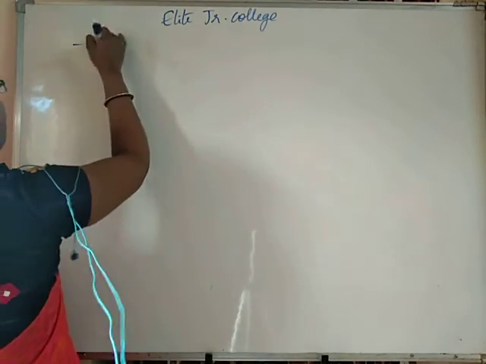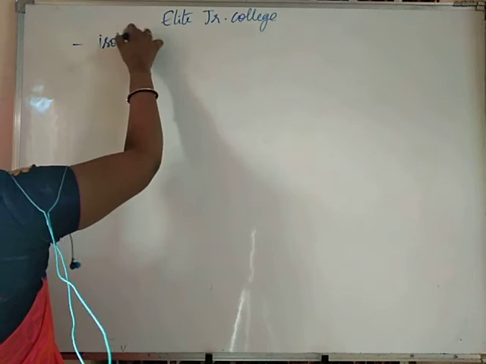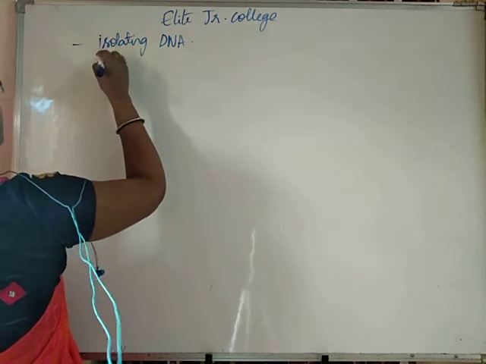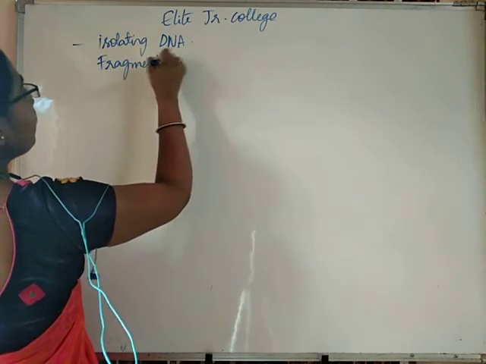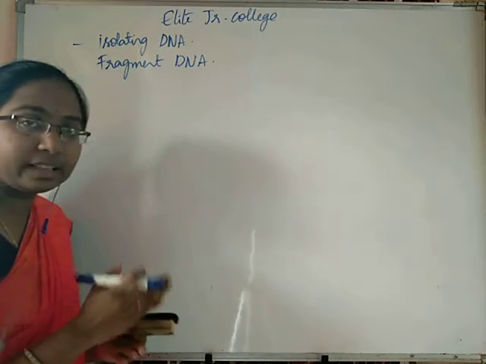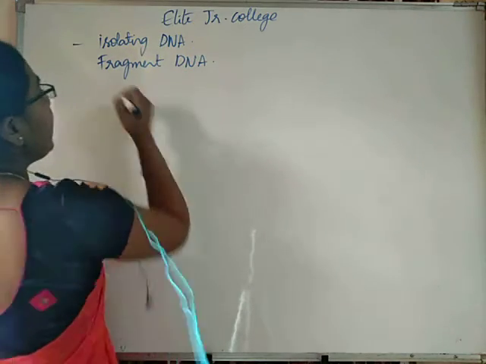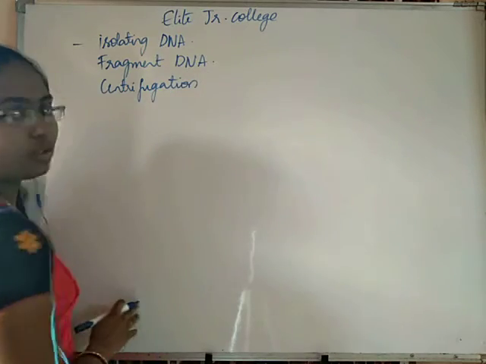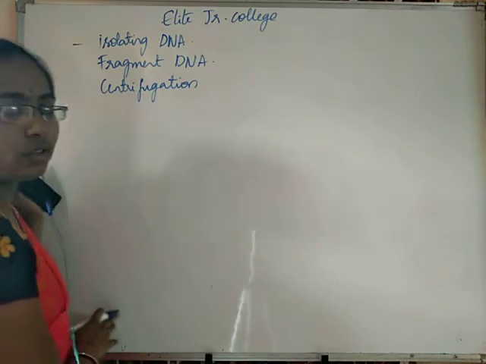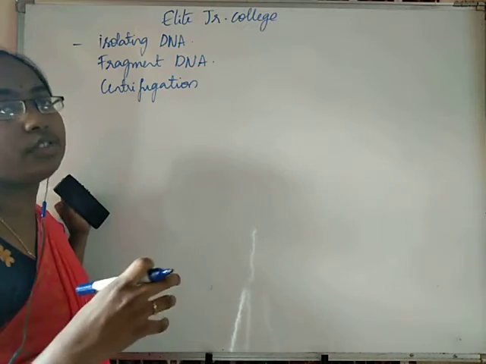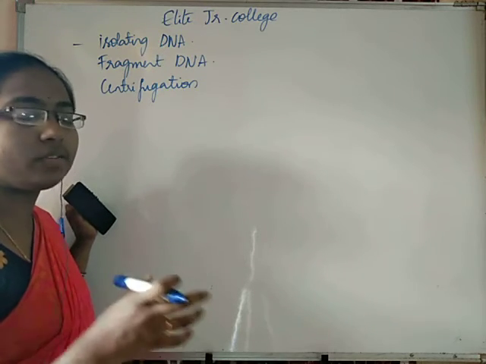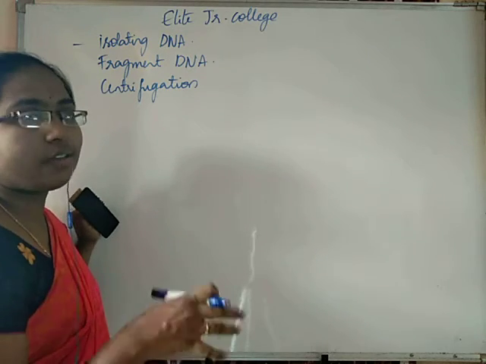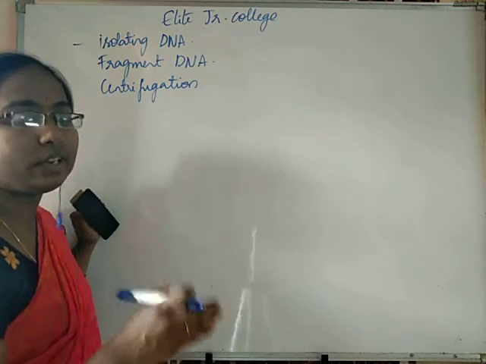We will be isolating the DNA and fragmenting it. That means we will be breaking the DNA into small pieces and then we perform centrifugation. After centrifugation, we observe the amounts of DNA fragments extracted at different levels. Different DNA fragments will be observed at different levels.